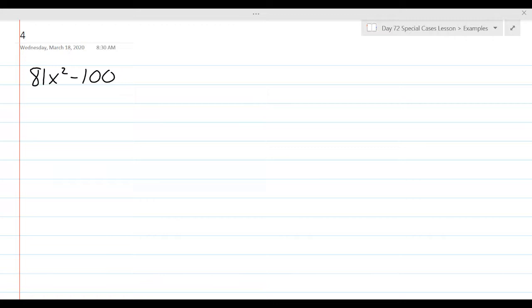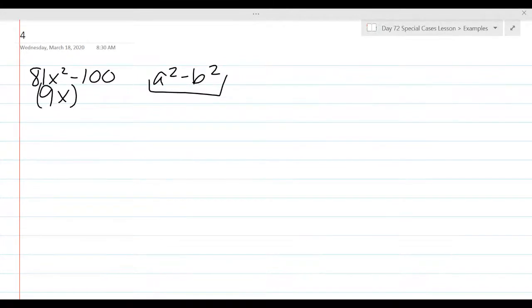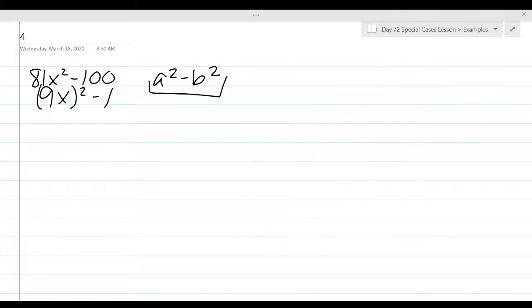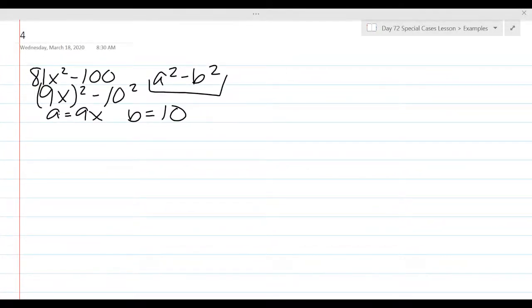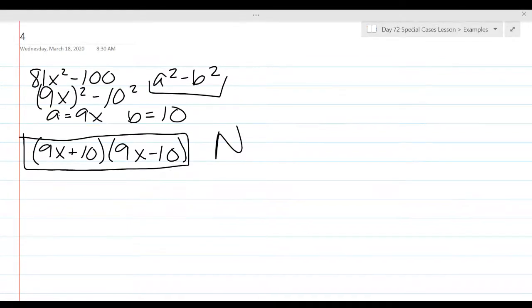Again, this looks like our first special case. So a squared minus b squared, but we want to write it so it looks like that. So we got to take the square root of 81, which is 9. So we have 9x squared minus square root of 100 is 10. So a equals 9x, b equals 10. So our final answer is 9x plus 10 times 9x minus 10. Remember, no spaces.